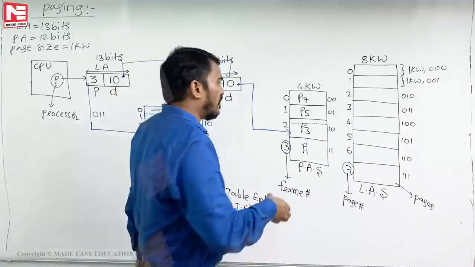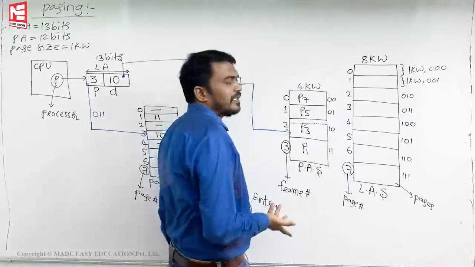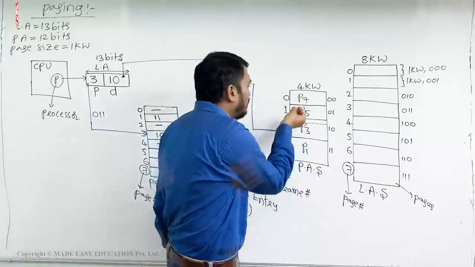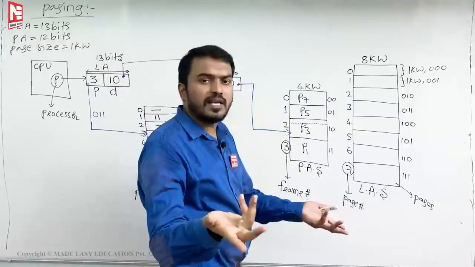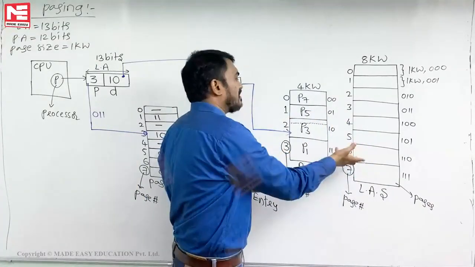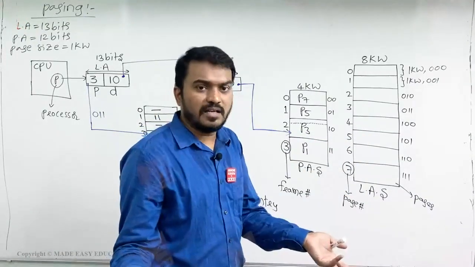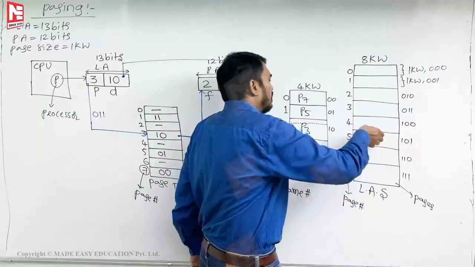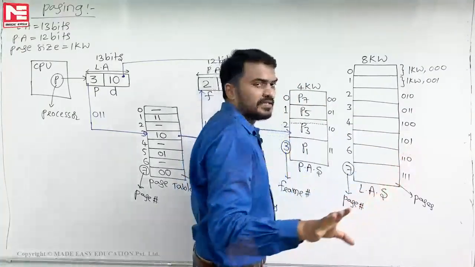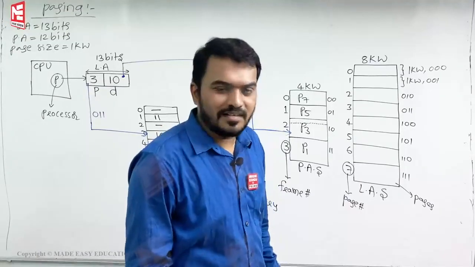Why? Because whatever the page you are having, that will automatically fit inside the frame here. ऐसा नहीं कि यहाँ पे थोड़ा बचा है, ऐसा सिचुएशन नहीं आएगा. क्योंकि ये छोटा साइज है, ये बड़ा साइज है, इसमें फिट नहीं हो रहा है. ऐसा सिचुएशन तो आएगा ही नहीं. Is that clear? Right? So whatever the page you are having, that will automatically fit inside the frame. So there is no external fragmentation. Is that clear? Right. Next.